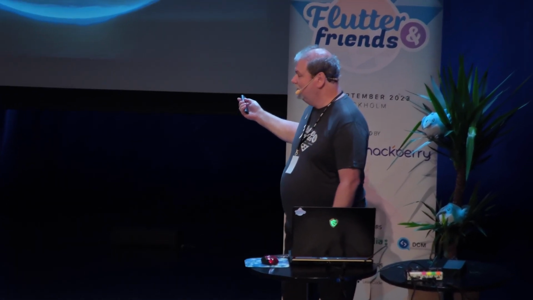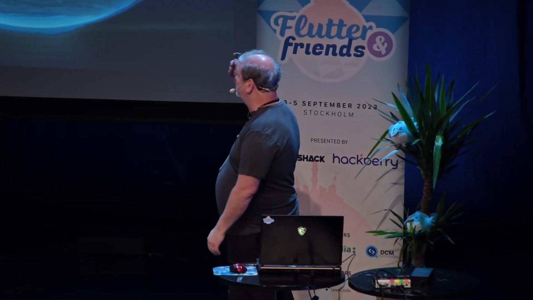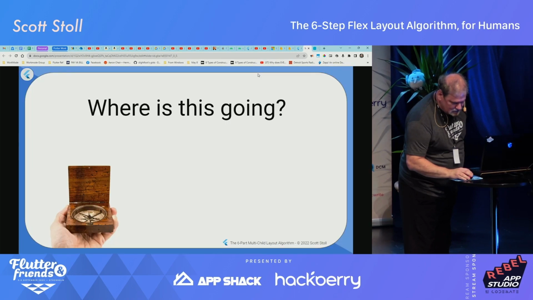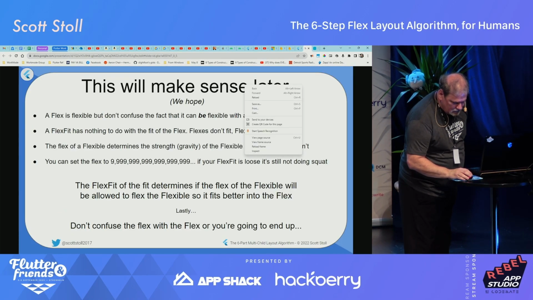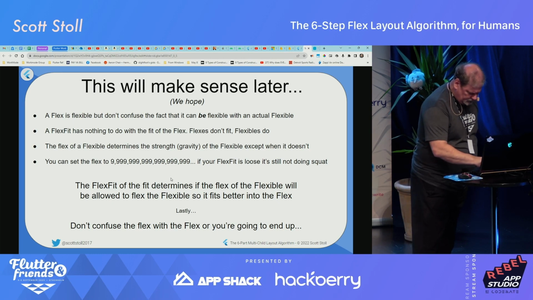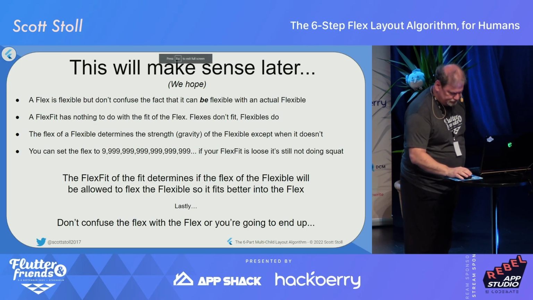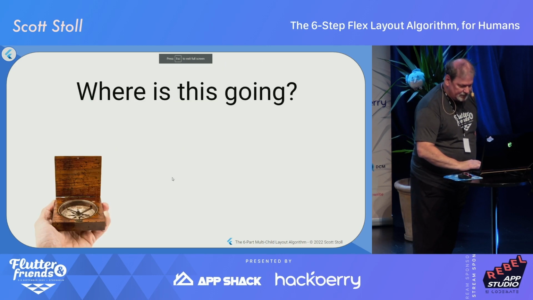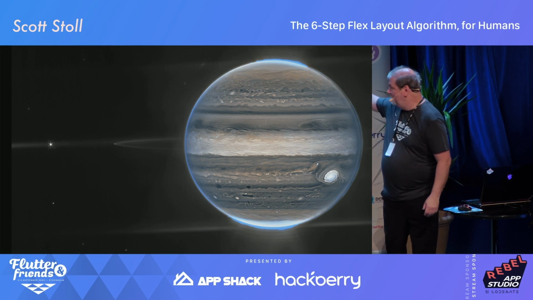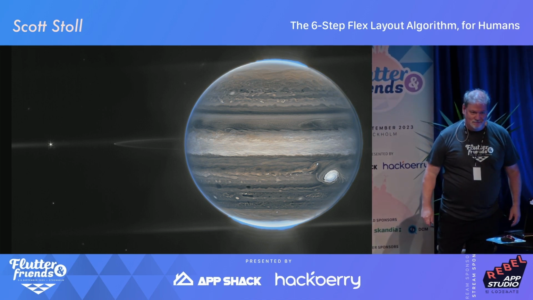So before we get going, is that not the coolest picture of Jupiter you have ever seen on my not full screen? No. Oh yeah, that's right. F11. You have to be smarter than the computer to know how to use it. Okay, is that not the coolest picture of Jupiter?